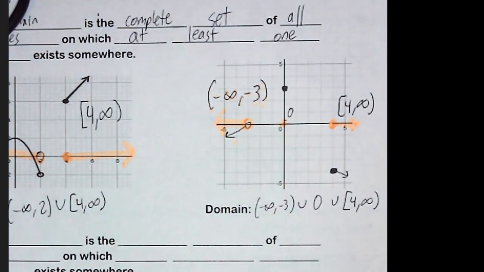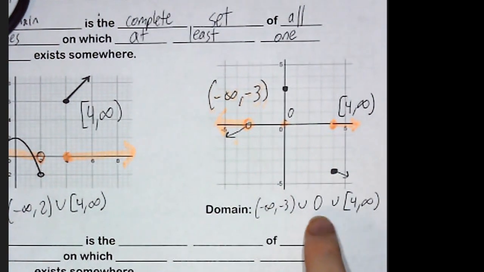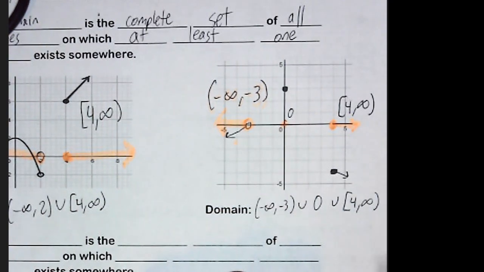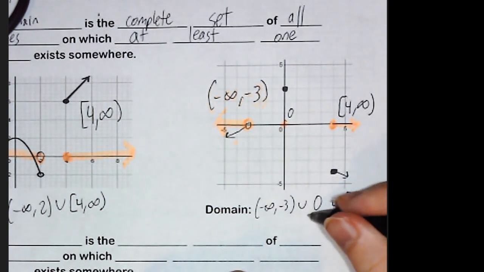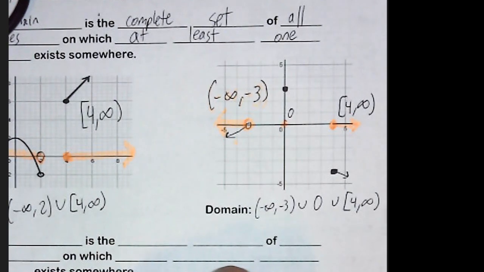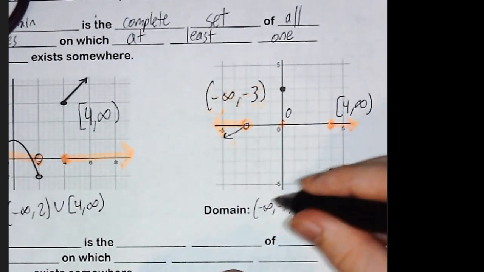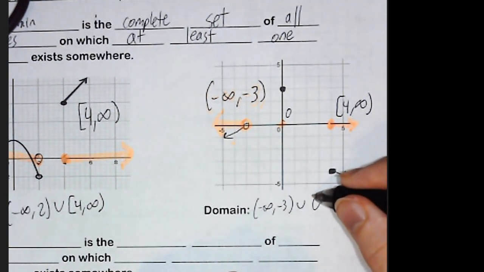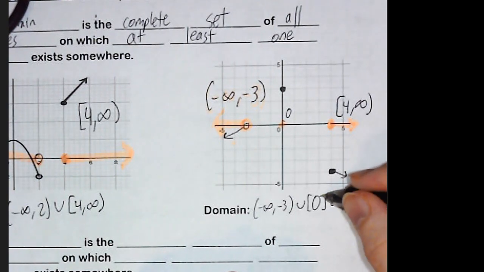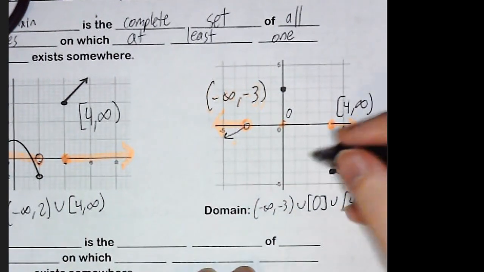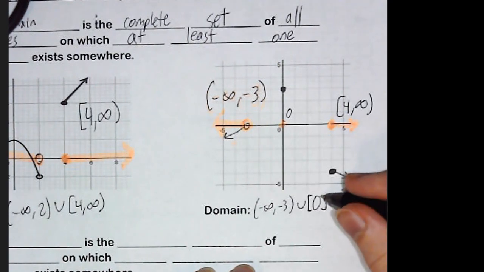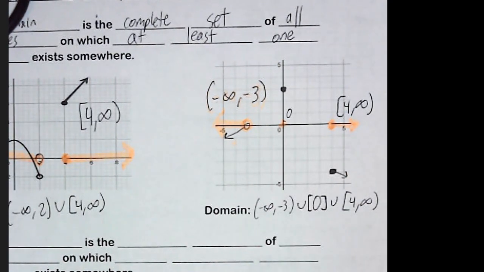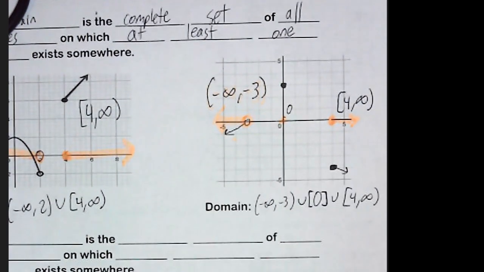Now, if you want to be fancy, you can write that 0 in two ways. You can either write it just as a 0, or you can write it with square brackets around it. It means the same thing. This is fine for showing understanding of this. You might see this on a test, because we're looking at interval notation. And this is just a fancy way to write the same thing.